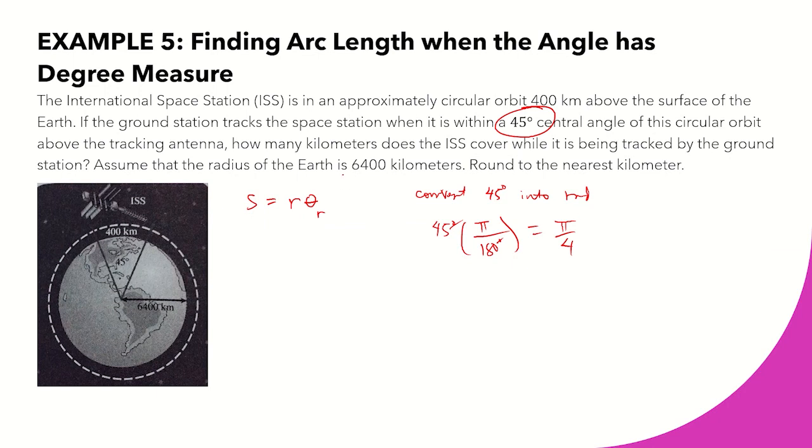So, next, we have our theta already in radian, which is pi over 4. The next thing that we need to figure out is now our radius. The radius of the Earth, as mentioned, is 6,400 kilometers. But since the ISS is 400 kilometers above the surface of the Earth, with the 6,400, we still have to add 400 kilometers. So there's still a gap of 400 kilometers. That's why we're adding. So 6,400 plus 400 is 6,800.